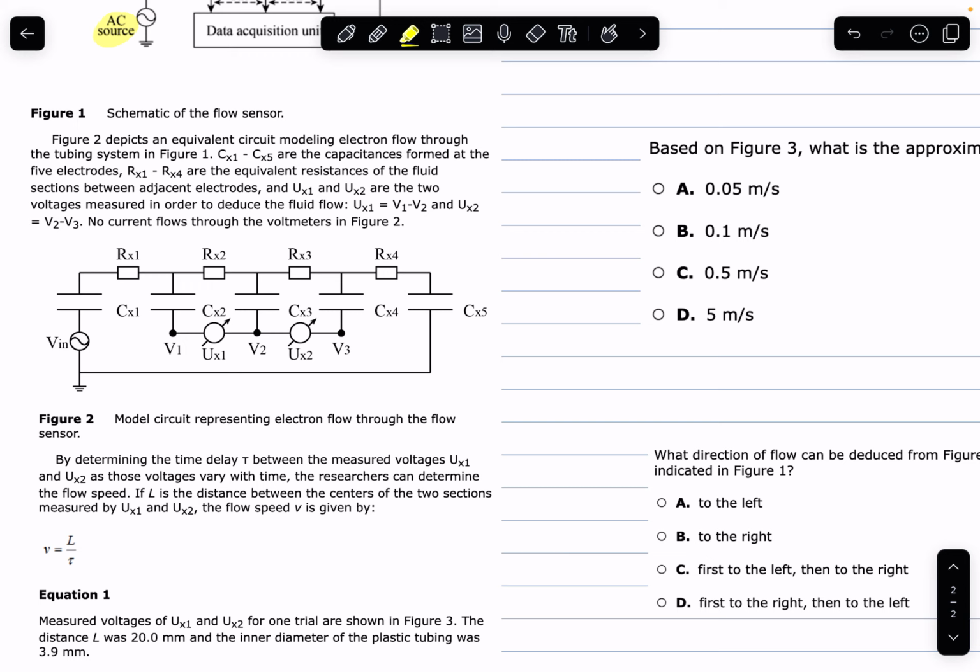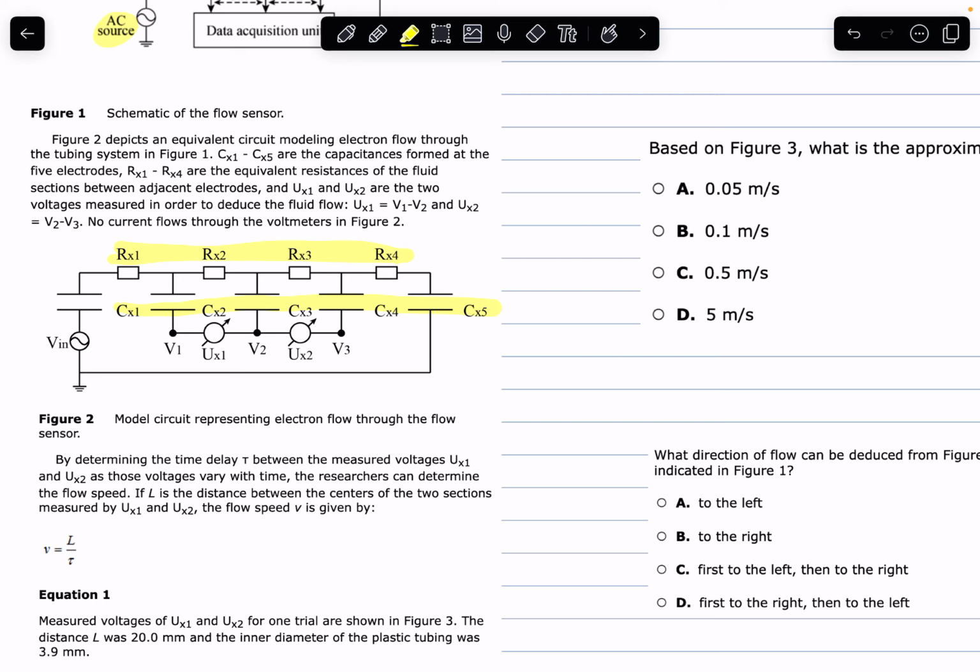Okay. So figure 2 depicts an equivalent circuit modeling electron flow through the tubing system in figure 1. CX1 to CX5 are the capacitances formed at the 5 electrodes. Okay, so if I look at my figure 2, I see CX1, CX2, CX3, CX4 to CX5, right? And then RX1 to RX4 are these, RX1, 2, 3, 4. Okay, they are the equivalent resistances of the fluid sections between adjacent electrodes, okay?